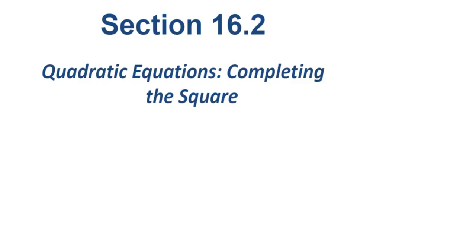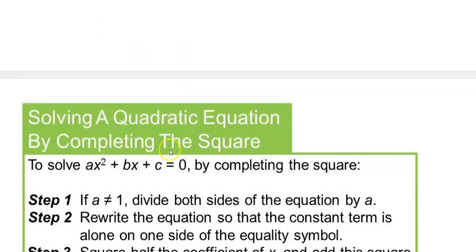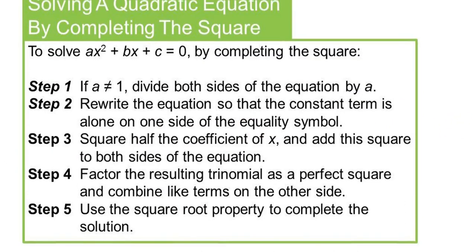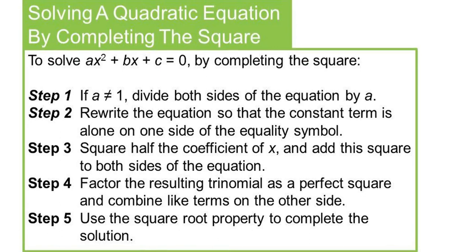Alright, 16.2 quadratic equations, completing the square, adding to our arsenal of factoring. Let's scroll on down here and see what we got going on. Solving a quadratic by completing the square. To solve ax squared plus bx plus c equals 0 by completing the square, if a cannot be 1, divide both sides of the equation by a.